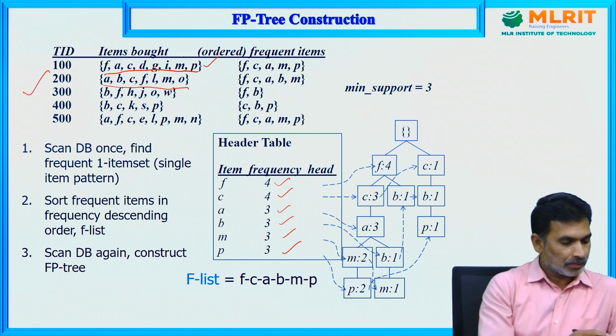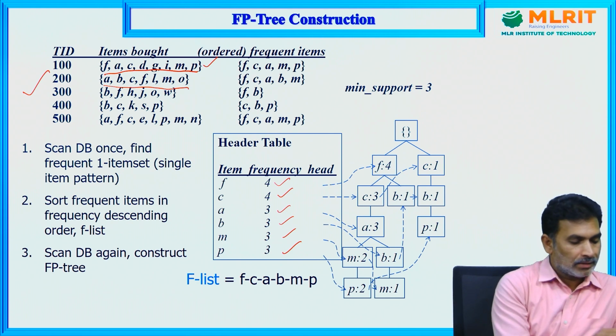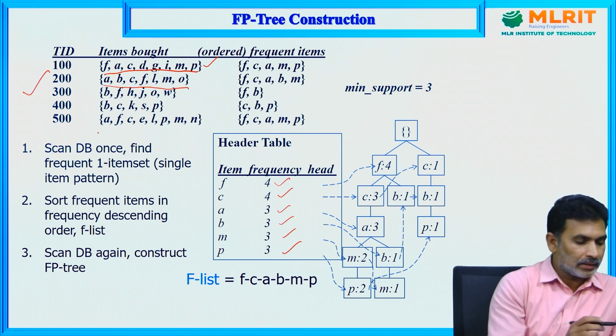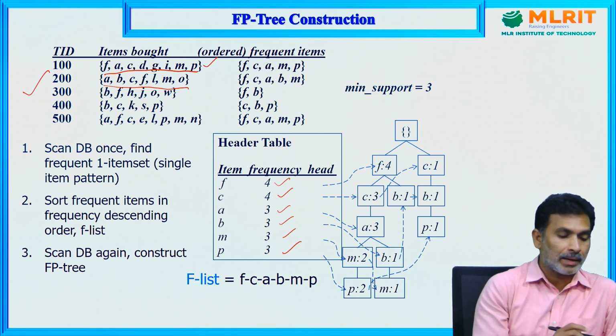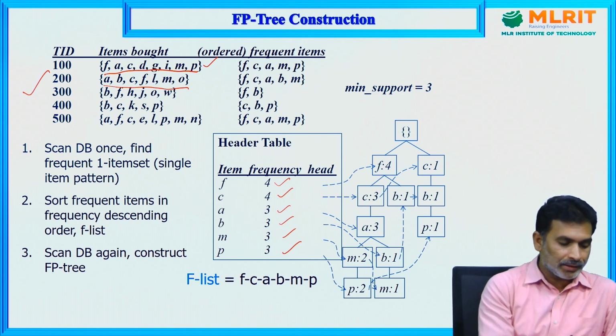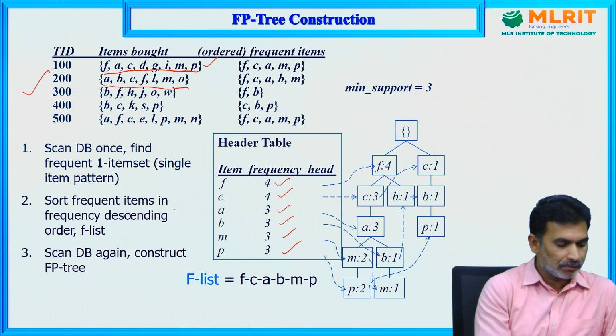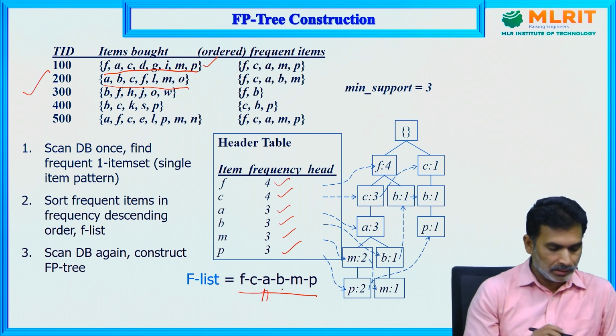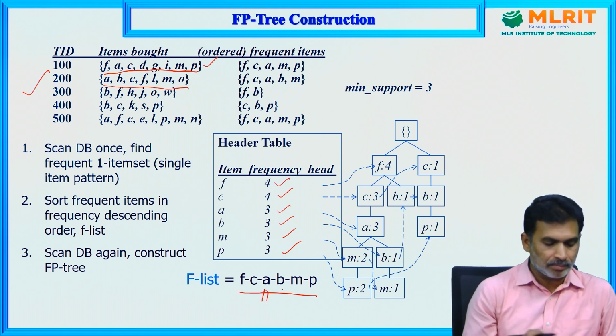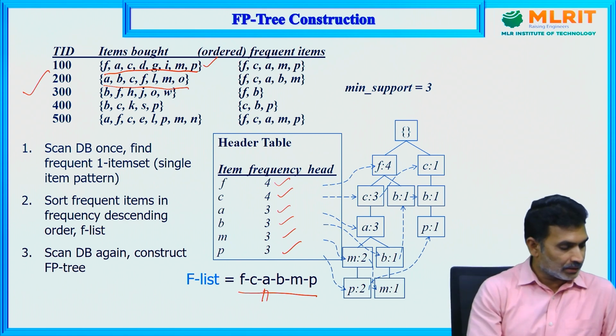From this you can quickly recall the first scan: we need to scan the database once and find the frequent one-item sets, that is single-item patterns, and sort the frequent items in frequency descending order, that is the F-list. F has the highest frequency, C occurred the same number of times, 4, and A appeared in the transactional database 3 times, B 3 times, M 3 times, and P also 3 times.